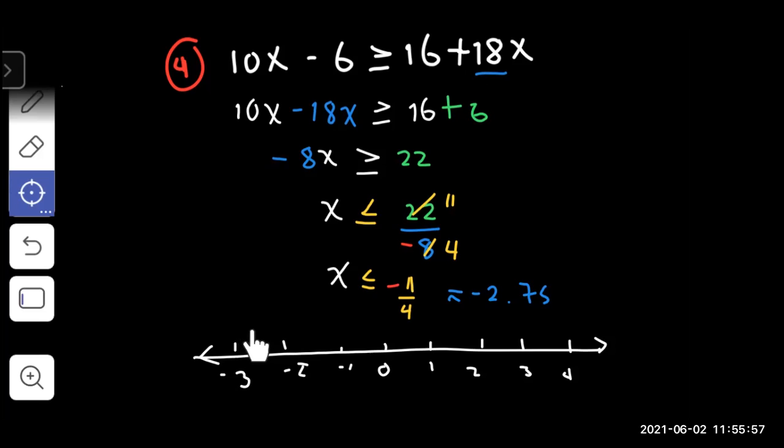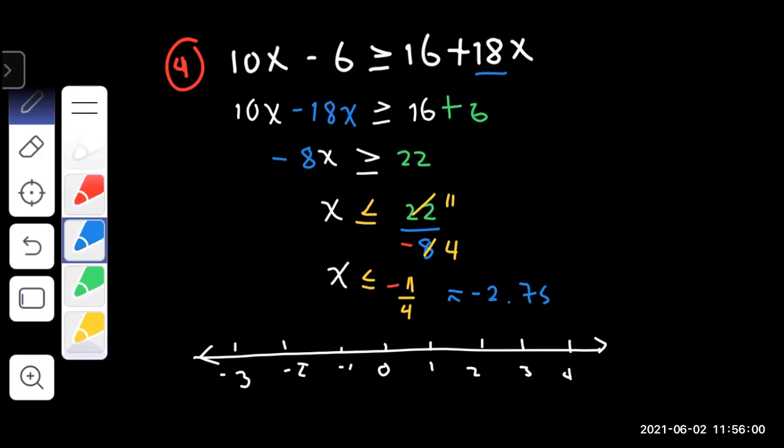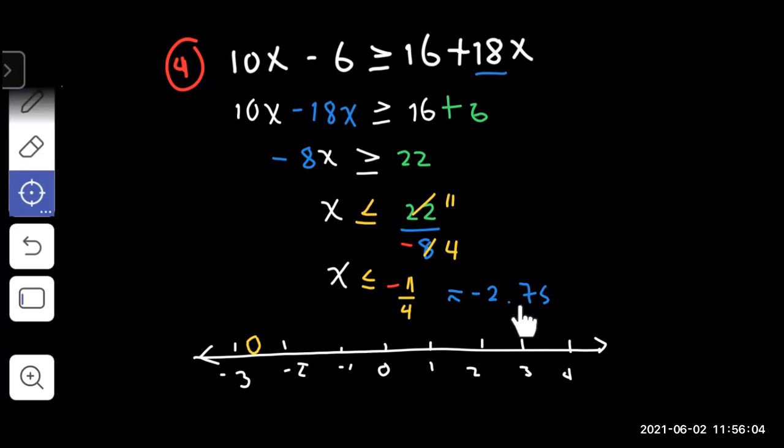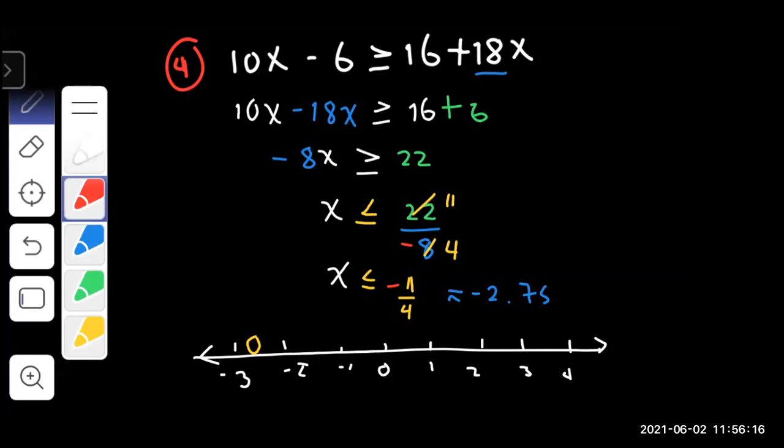Negative 2.75 is going to be around here. So let's make that point. It's going to be something like this. Let's suppose this is negative 2.75, and values less than this. Less than this means to the left or to the right, guys? Less than, to the left. Okay, values to the left, all these values.